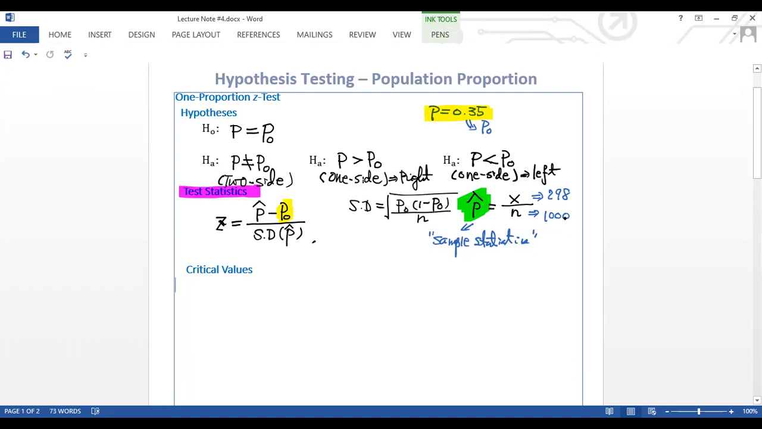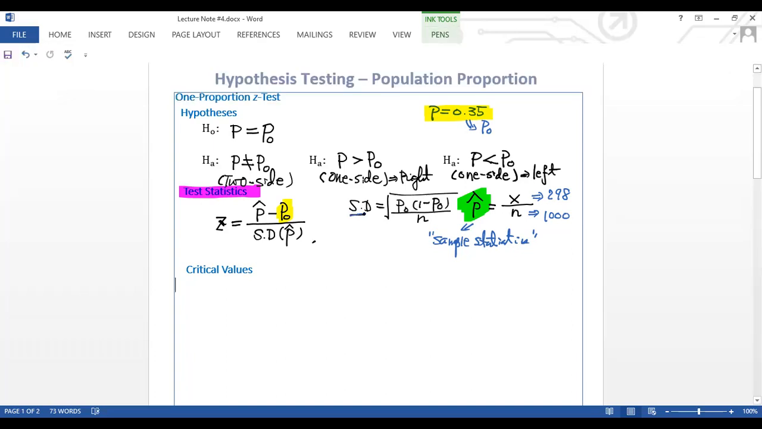So in this sample, say I randomly picked 1,000 people, so N is 1,000. Then you ask each one of them, are you a smoker? I find out 298 of them are smokers. And then this is what we call the standard deviation.